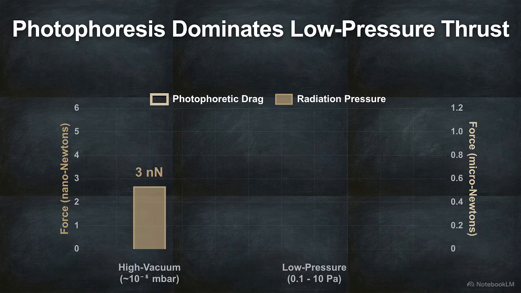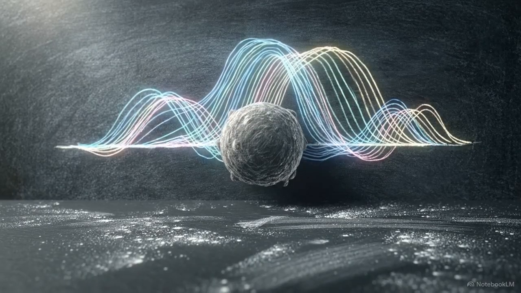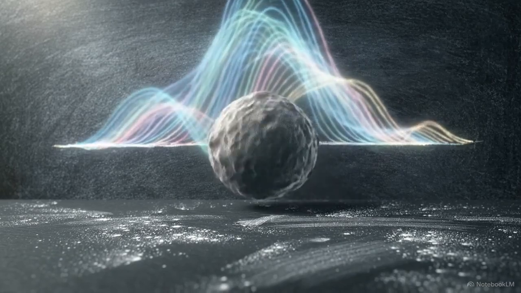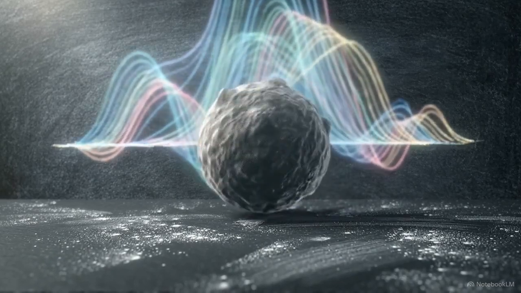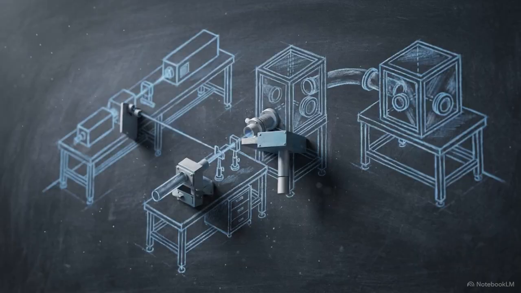In a high vacuum regime, radiation pressure generates 1 to 5 nanonewtons of thrust. Moving to a low-pressure regime, photophoretic drag overtakes it, producing a bell-shaped curve peaking in the micronewton range. Observing this predictable shift from clean vacuum radiation pressure to low-pressure photophoretic drag proves that the optical metric is translating into measurable classical thrust. Executing this precise experiment is highly complex.